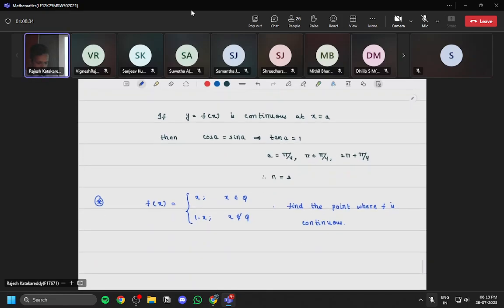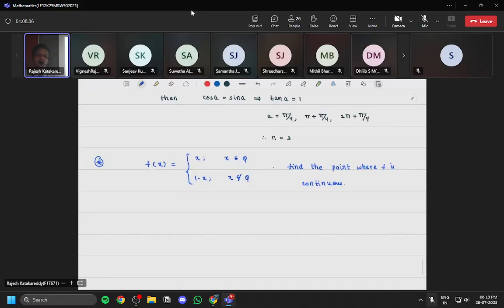So only one point will be there, right? At the remaining points, the limit does not exist. The limit value is different.